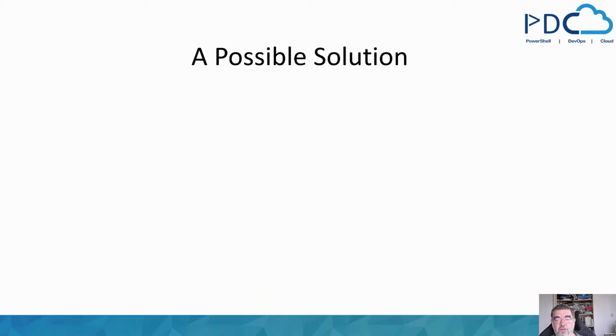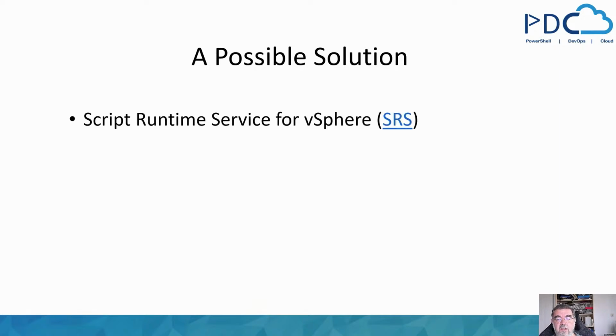One possible solution for a throwaway server is something that VMware currently offers, and is called the Script Runtime Service for vSphere, in short, SRS. This is Kubernetes based, and it provides a REST API to interface with it.